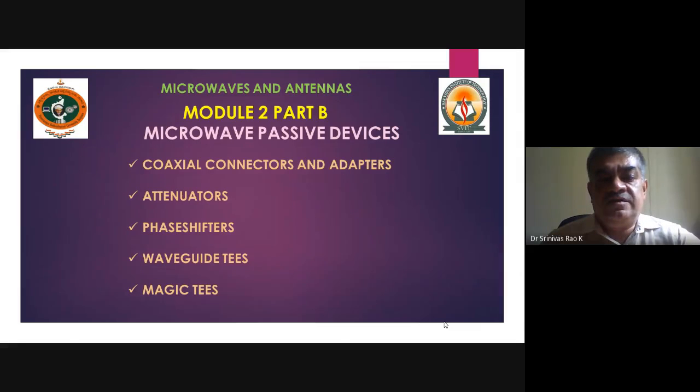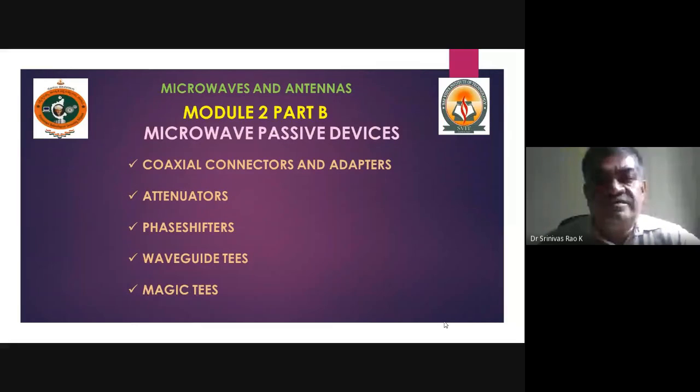Now why are these passive connectors required in a microwave transmission line? These are the parts, sections, subsections of your transmission lines. Now the coaxial connectors, we use them in day-to-day life also, because the coaxial cable is a transmission line. There are two types of transmission line: one is your coaxial cable, and the other is the waveguide. These are the devices which are very important for us when we discuss the transmission lines.